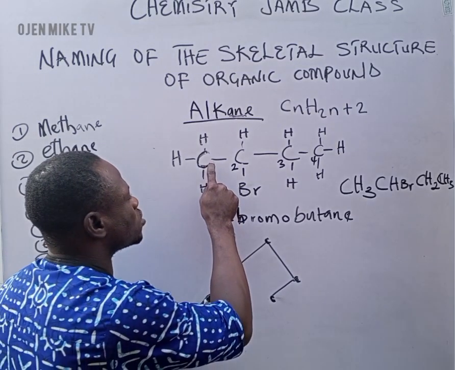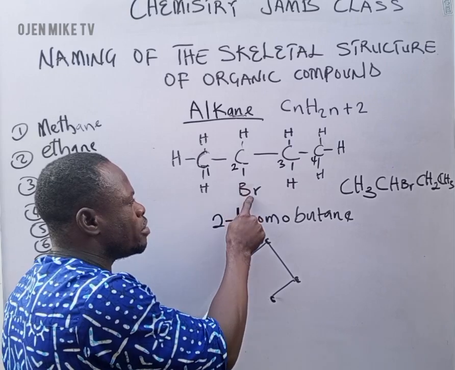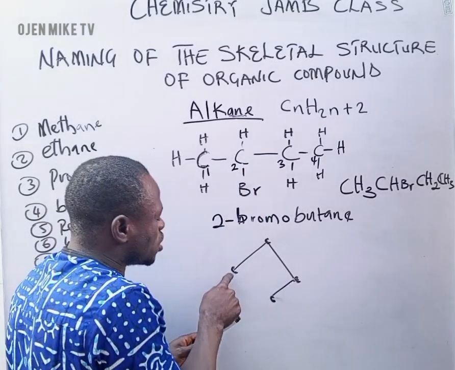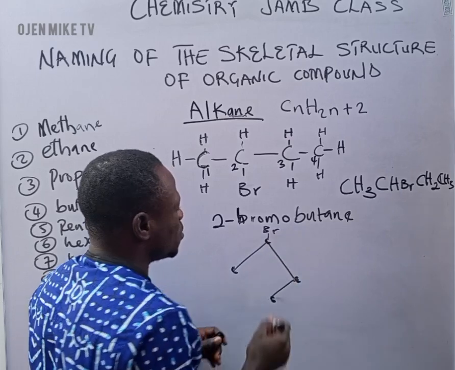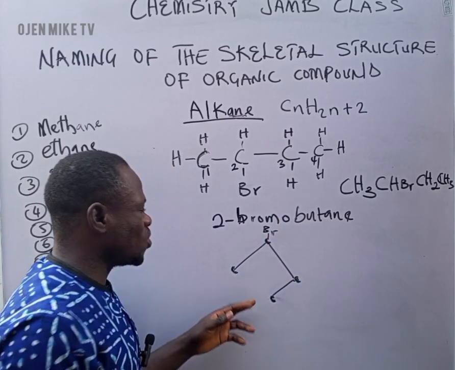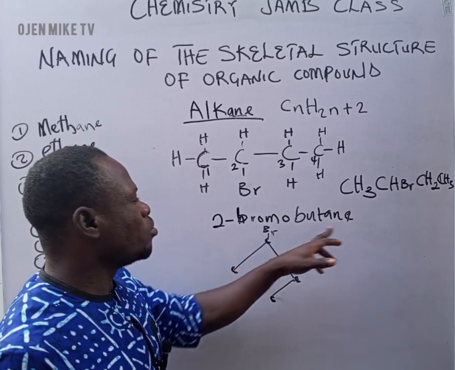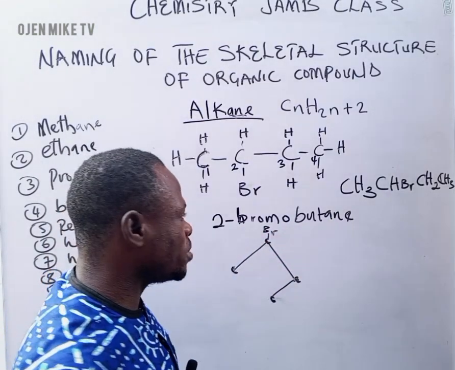Now we have 4 carbon atoms. 1, 2, 3, 4. Now in the 4 carbon atoms we have a baby here. The baby is attached to this number 2 carbon atom. So 1, 2. So here we have what? Br. So this compound is called 2-bromobutane. You are going to do this one for me.